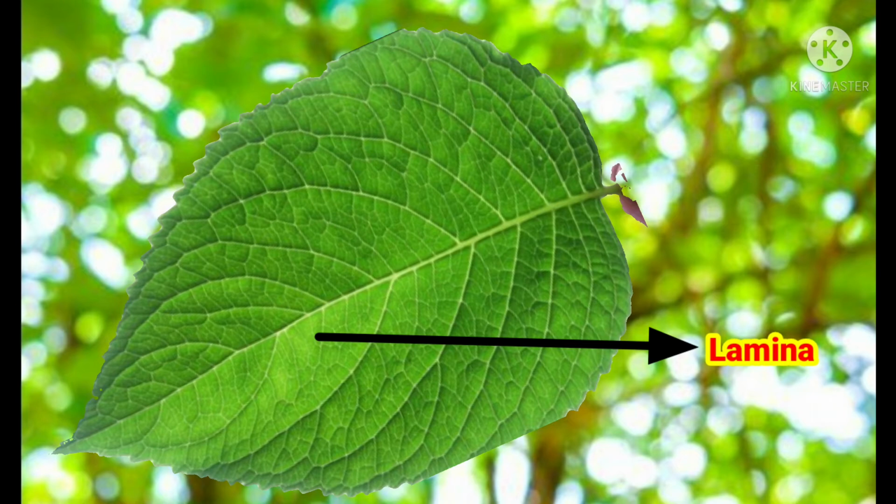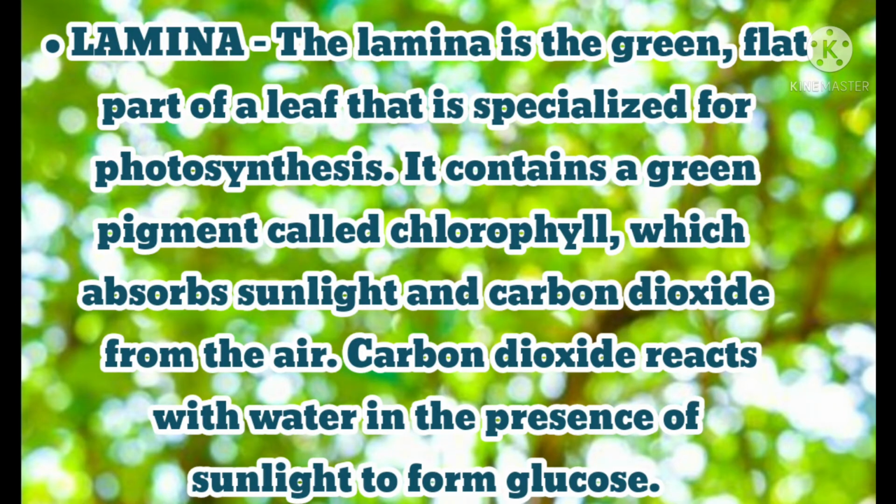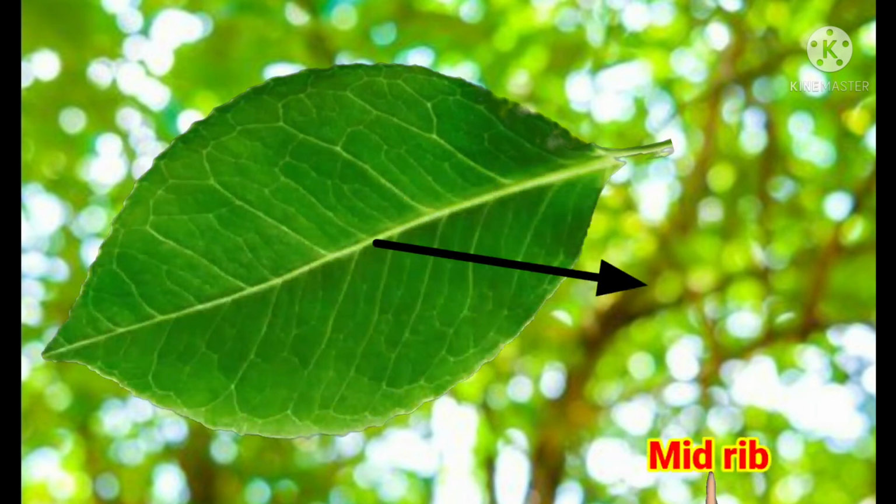First, lamina. The lamina is the green flat part of a leaf that is specialized for photosynthesis. The lamina contains a green pigment called chlorophyll, which absorbs sunlight and carbon dioxide from the air. Carbon dioxide reacts with water in presence of sunlight to form glucose. Thus, lamina is one of the important parts of the leaf.